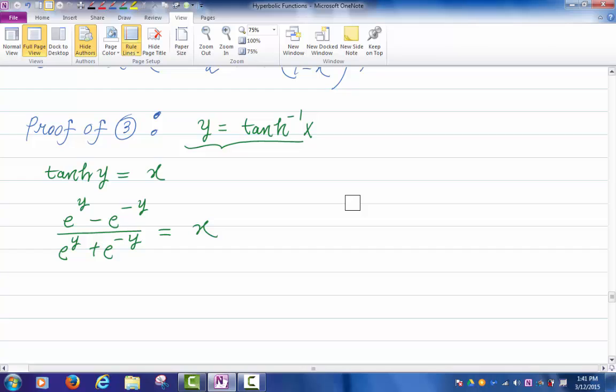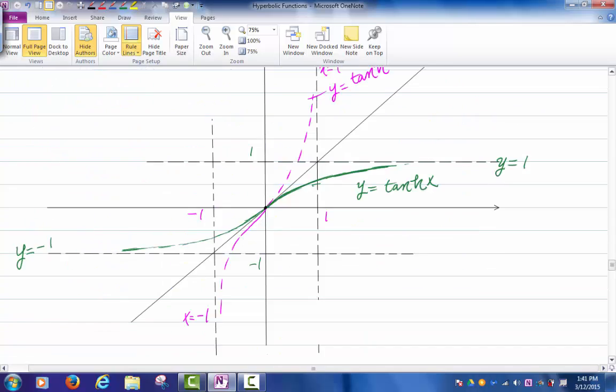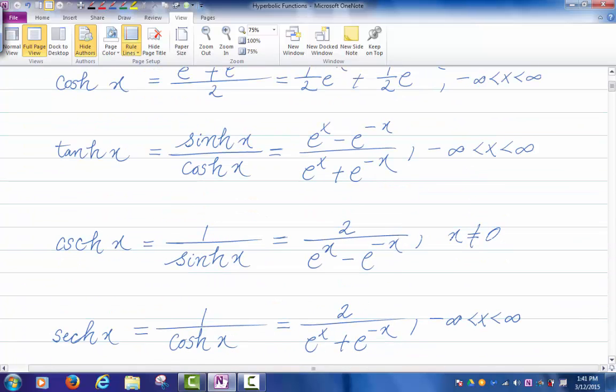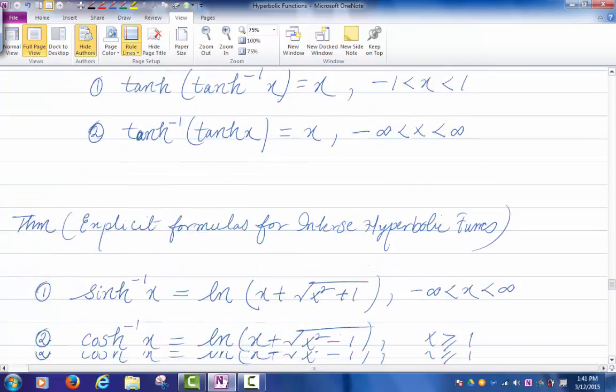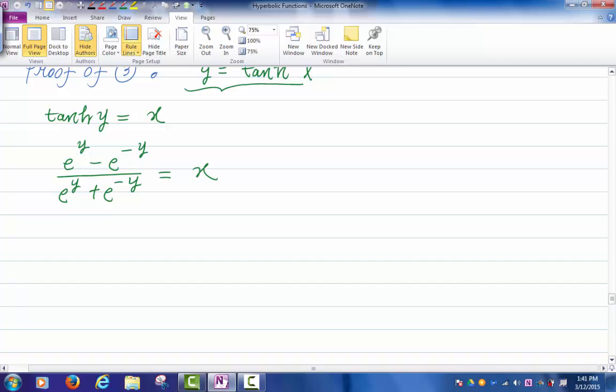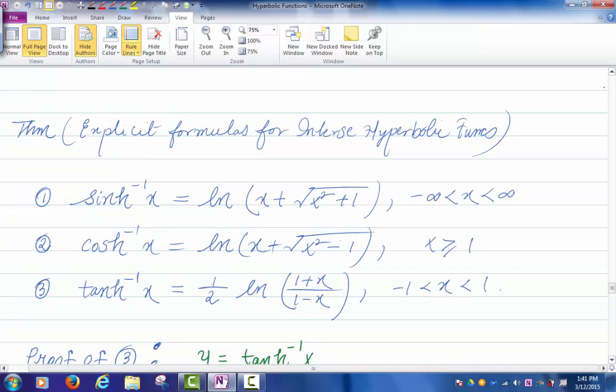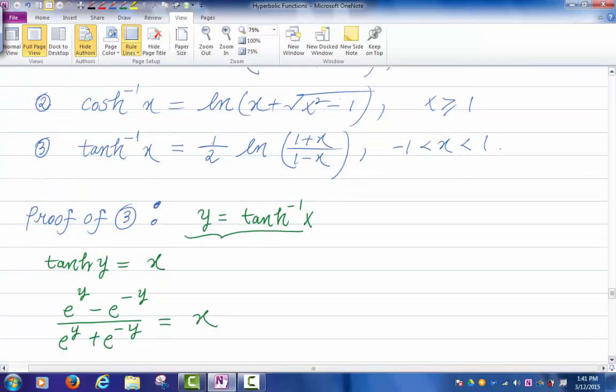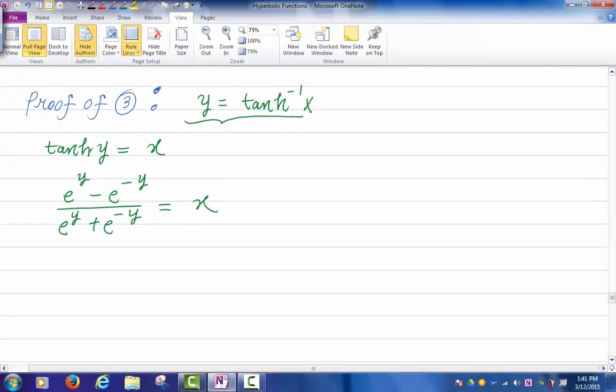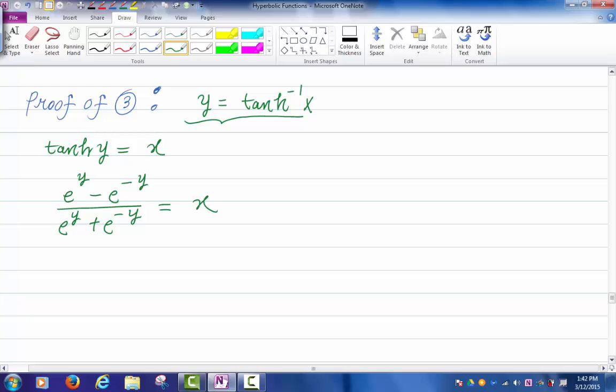Now what is hyperbolic tangent of y? Well, hyperbolic tangent of y in terms of the exponential is (e^y - e^(-y)) divided by (e^y + e^(-y)). I defined that last time, right? Let's go back to remember hyperbolic tangent of x was this function, e^x minus e^(-x) over that. So I'm just using that definition. So I get this. Now what is my goal? My goal is to find y. So from this equation, how would I find y? How would you solve for y?